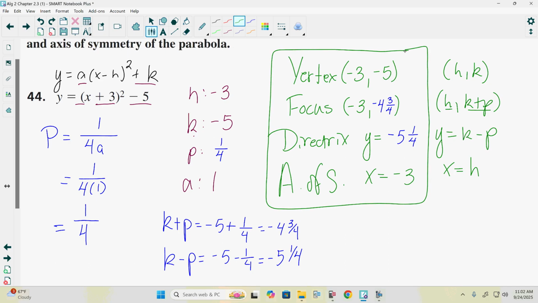But again, the biggest thing with this, yes, we need to find the values of a, h, k, and p. Once we find those, we plug them into their corresponding spots and simplify where needed.